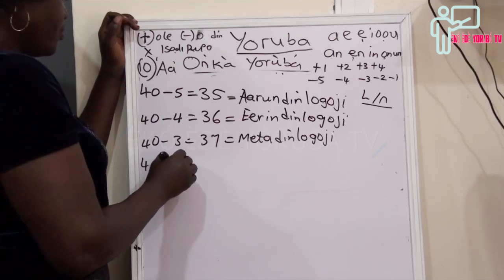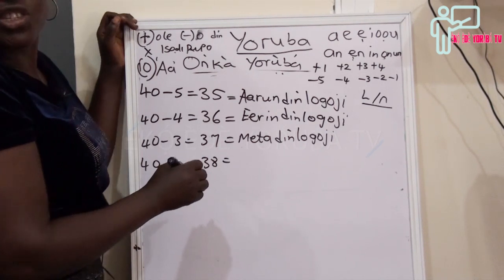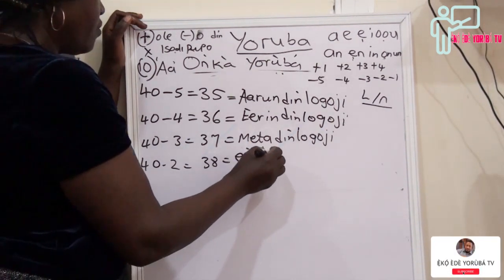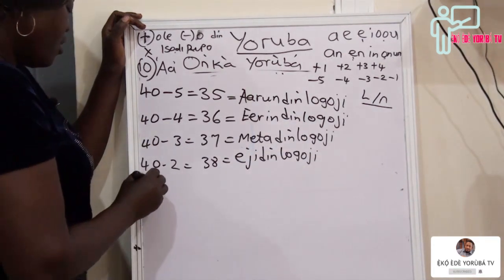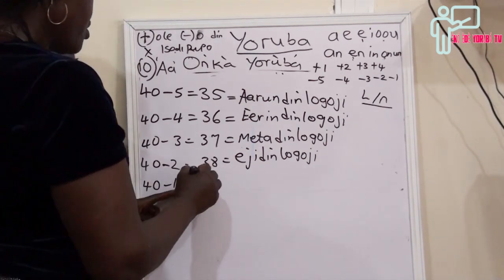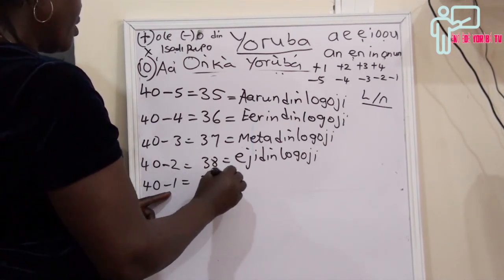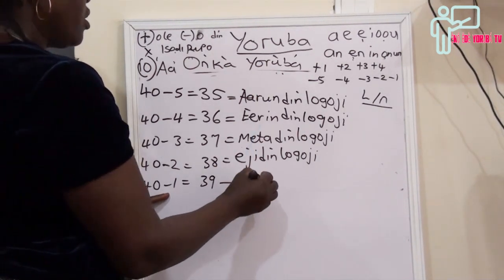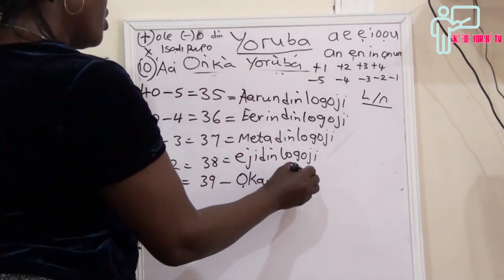40 minus 2 will give us 38, which is èjì. Let's say èjìdínlógójì. 40 minus 1, which is 40 minus 1, it will give us 39, which is ọ̀kàndínlógójì.